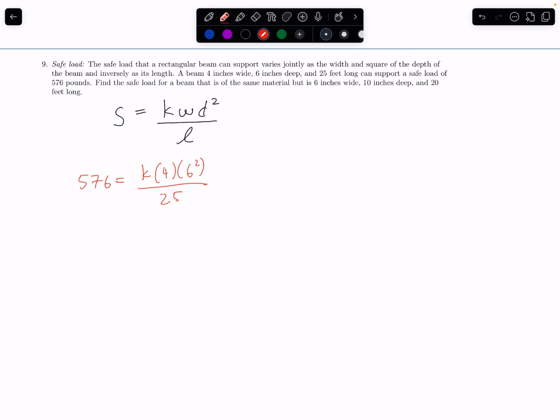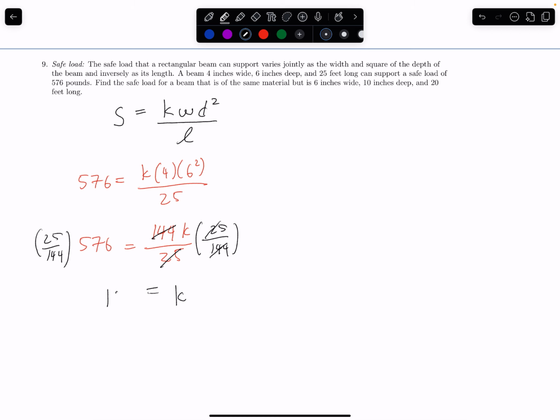Okay, so now let's solve for this. So 4 times 6 squared is 144. So I've got 144K over 25 is equal to 576. Okay, how do you solve for something like this? You just multiply by the reciprocal, right? By 25 over 144 on both sides. Here on the right, cancel, cancel, cancel, cancel, you have K. And on the left, we got 576 times 25 divided by 144. And that turns out to be exactly 100.